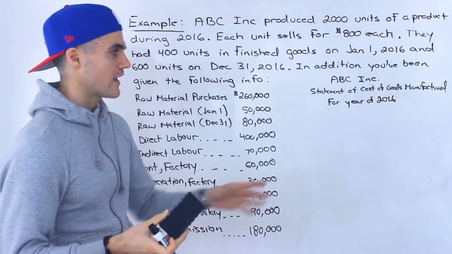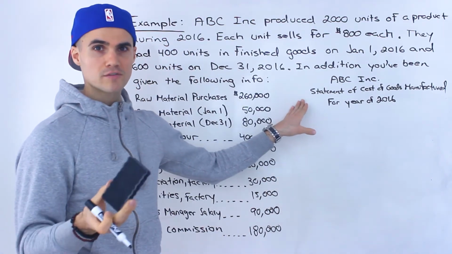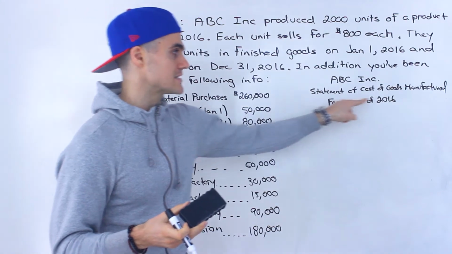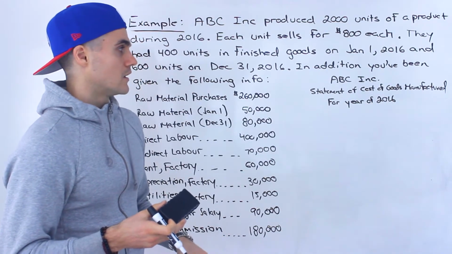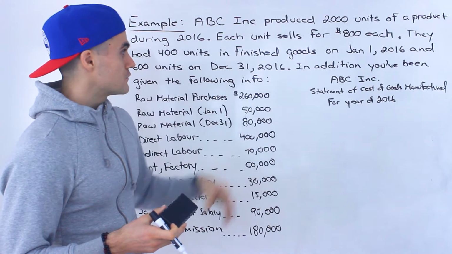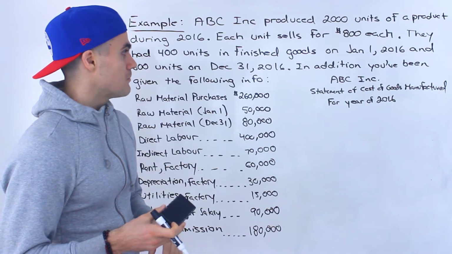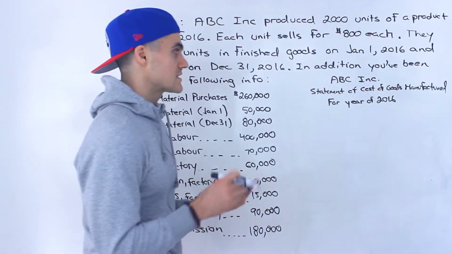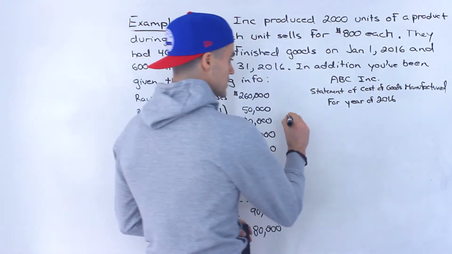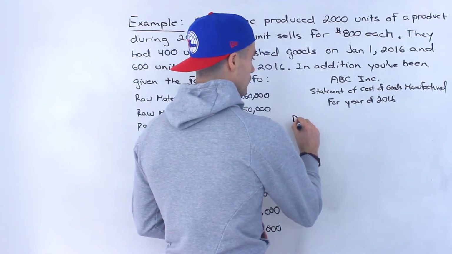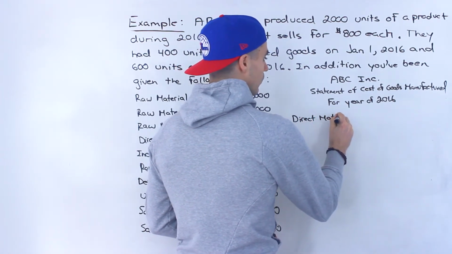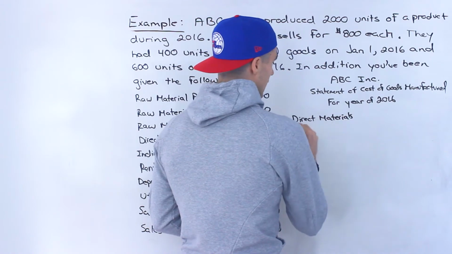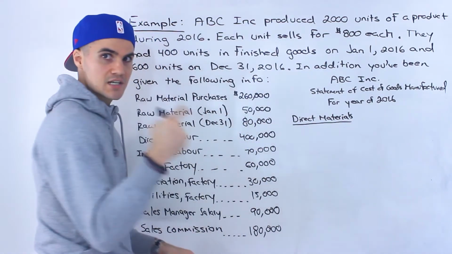Sometimes you'll see me writing different things here. Just want to give a heads up that depending on your prof, depending on your textbook, you might see different formats of this line over here. So for year of 2016, that's what we're going to be making this statement for. Now, with the statement of cost of goods manufactured, what do we start with first? We start with the direct materials. And what we need is the direct materials used.